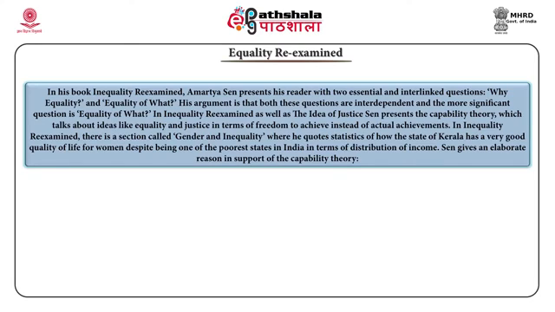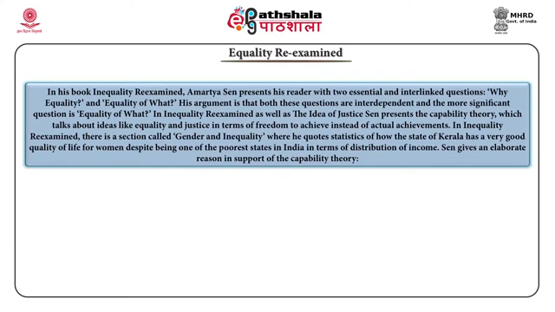In Inequality Re-examined, there's a section on gender inequality where he quotes statistics of how the state of Kerala, for example, has very good quality of life for women despite being one of the poorest states in India in terms of the distribution of income. So Sen gives an elaborate reason in support of the capability theory using Kerala as his example.